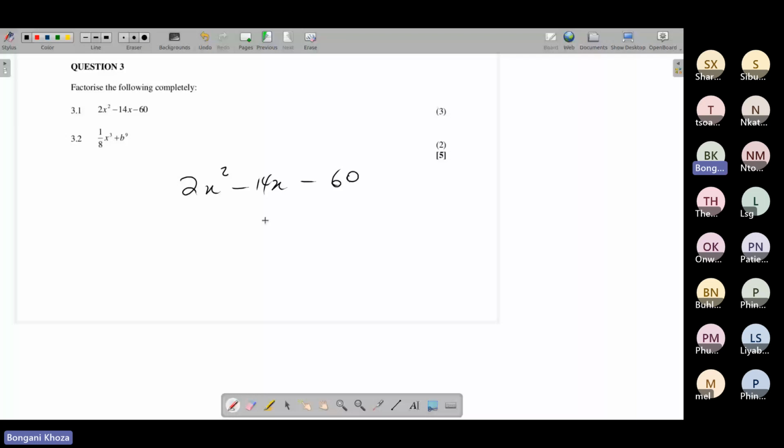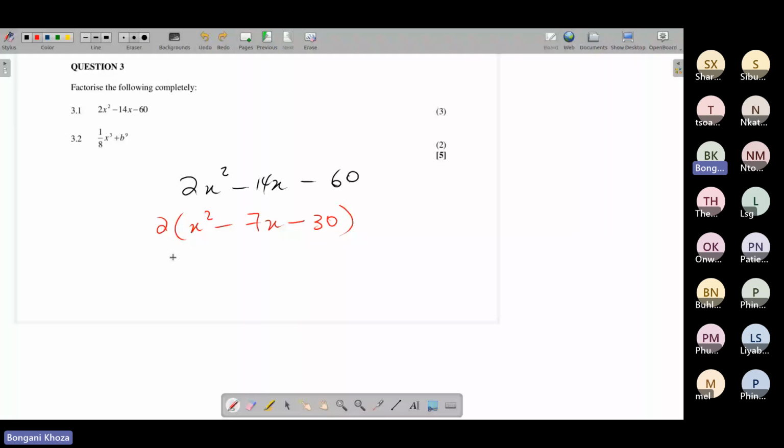Even though it's a trinomial, I can see that there's a common factor that I can take out here, which is 2. So it will be 2 into x squared minus 7x minus 30 over here. We don't throw away this 2. We keep it with us. There's nothing here to say we have divided by 2 both sides. We don't have this side over here. So we keep that 2. We don't throw it away. So this is a trinomial. Open 2 brackets like that.